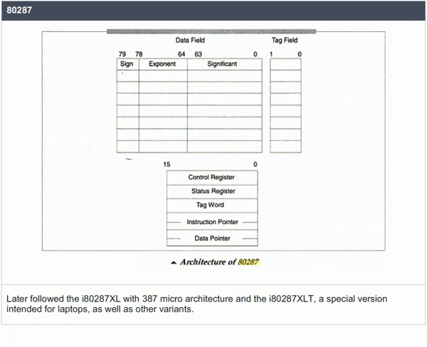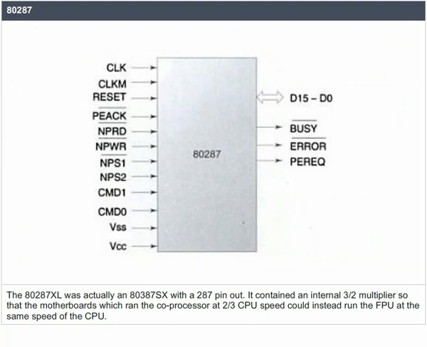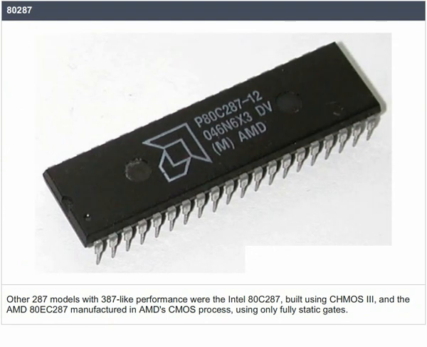The 80287XL was actually an 80387SX with a 287 pinout. It contained an internal 3x2 multiplier, so that the motherboards which ran the coprocessor at 2x3 CPU speed could instead run the FPU at the same speed as the CPU. Other 287 models with 387-like performance were the Intel 80C287, built using CHMOS3, and the AMD 80EC287, manufactured in AMD's CMOS process using only fully static gates.